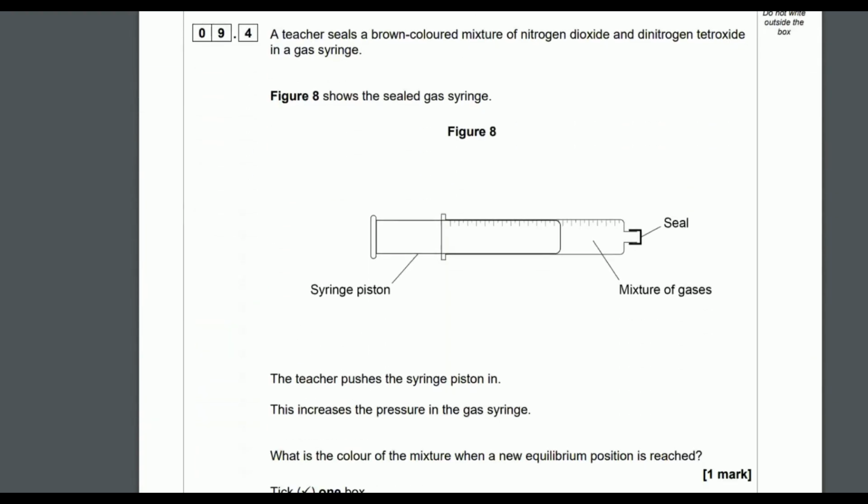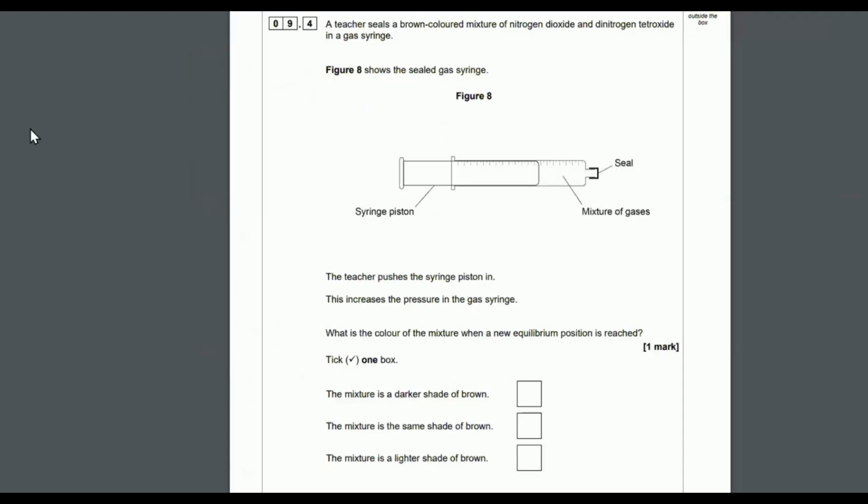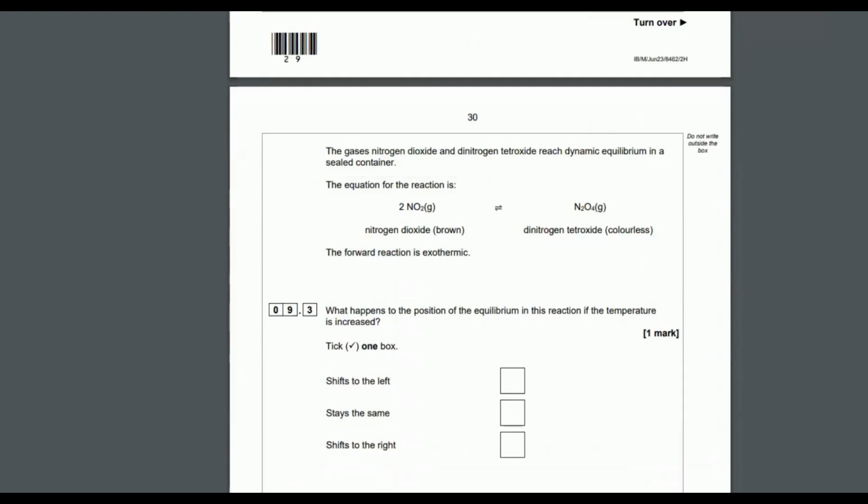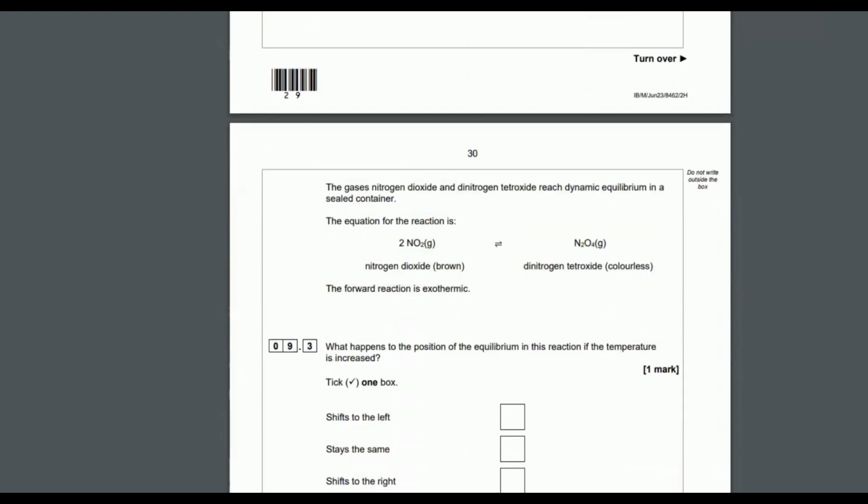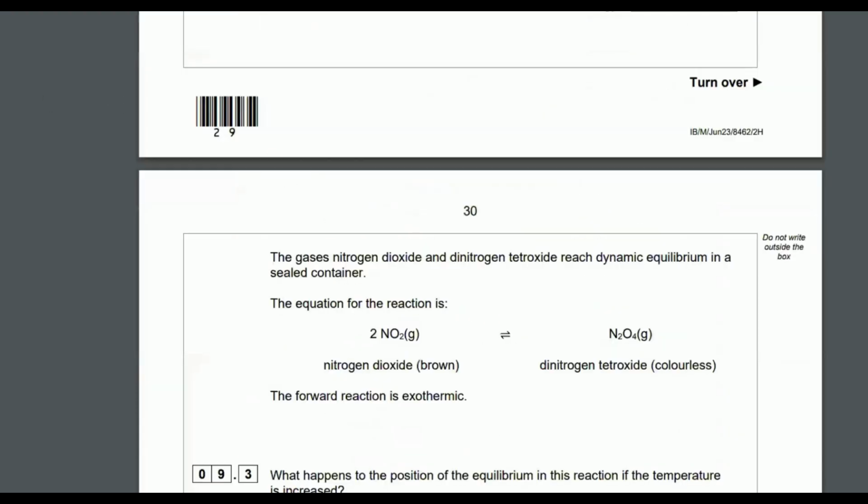Right, 9.4. Let's go. A teacher seals a brown coloured mixture of nitrogen dioxide and dinitrogen tetraoxide in a gas syringe. Figure 8 shows the sealed gas syringe. We've got a seal at the end and a mixture of gases in the end there. The teacher pushes the piston in, increasing the pressure, right? Reducing the volume, increasing the pressure. What colour is the mixture after the pressure is increased?